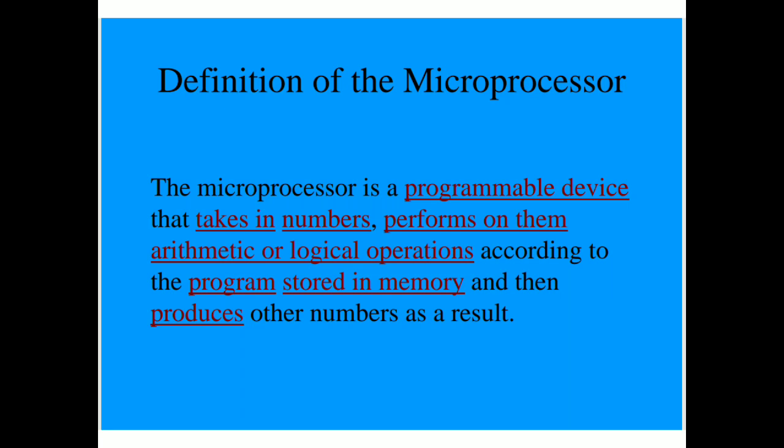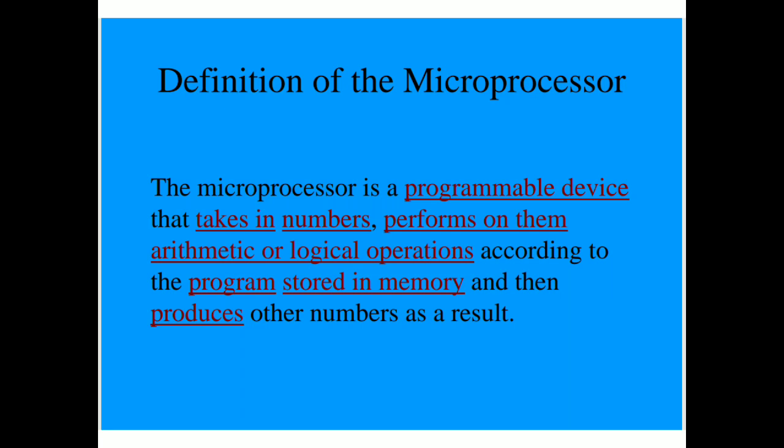So the microprocessor is a programmable device that takes in numbers, performs on them arithmetic or logical operations according to the program stored in memory, and then produces other numbers as a result. Let's expand each of the underlined words. So starting with programmable device, what is actually a programmable device? The microprocessor can perform different sets of operations on the data it receives depending on the sequence of instructions supplied in the given program. By changing the program, the microprocessor manipulates the data in different ways.